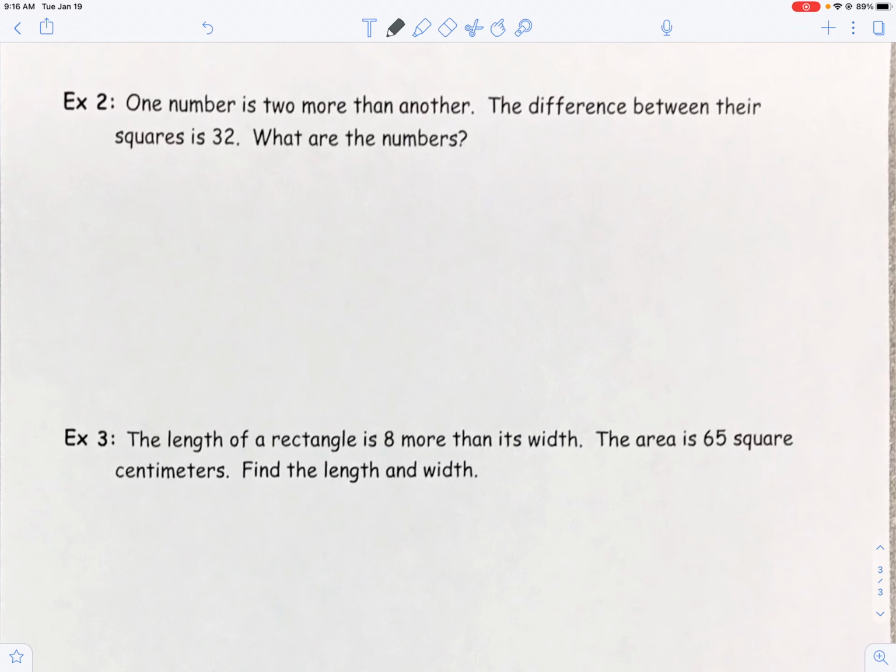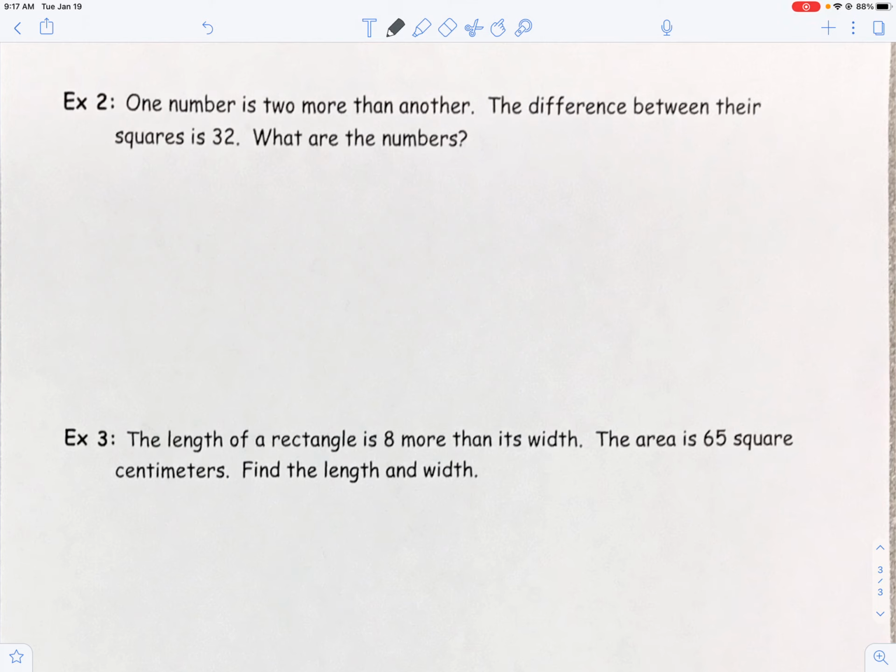Hey guys, this is part 2 of the factoring applications video. In the last video we looked at consecutive integers. In this video we're going to look at everything else. We're only going to do example 2 and 3 in this one. Example 4 I'm going to set up for you, but I'm not going to go all the way through it because it looks just like example 2.